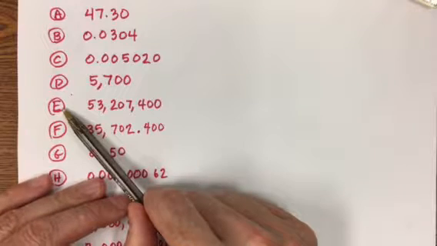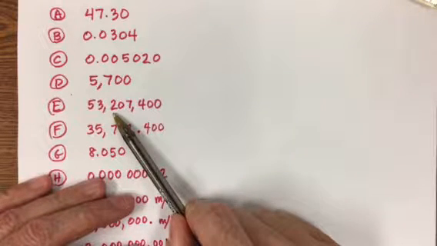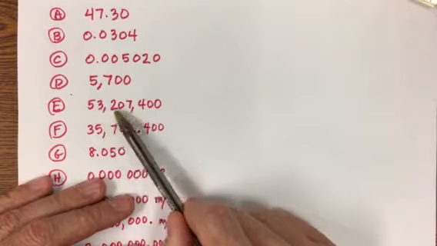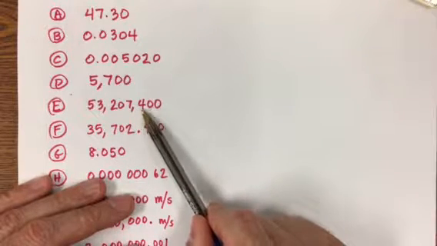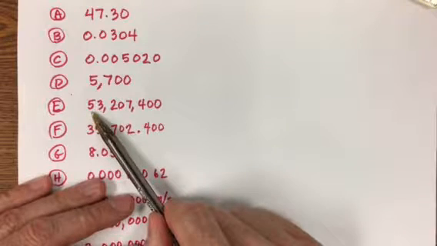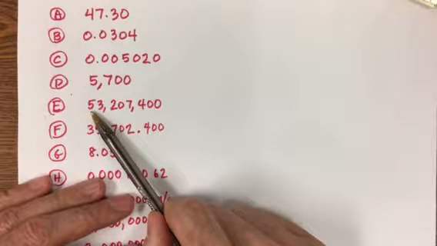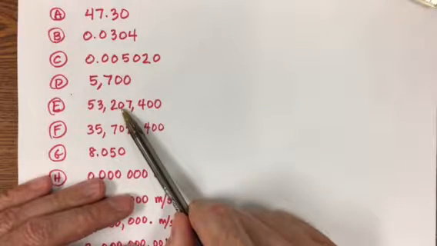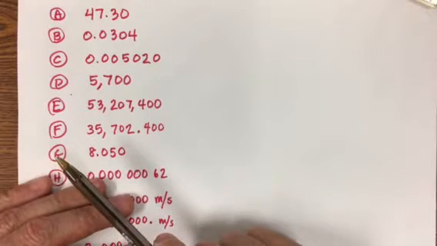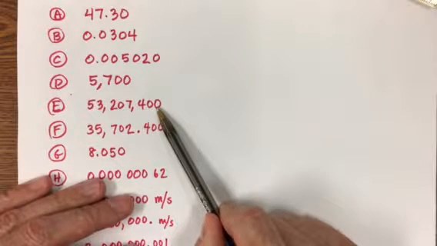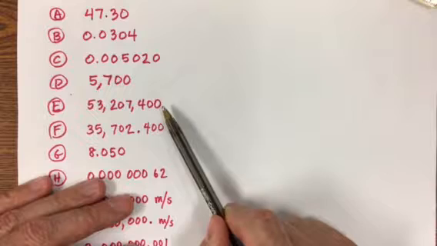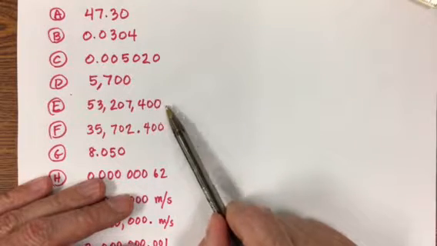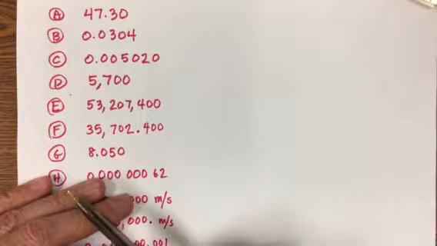Part E. This number has 7 significant figures. 1, 2, 3, 4, 5, 6, 7. I'm sorry, this has 6 significant figures. And the reason is because all the 1 through 9s are significant. The 0 in between 1 through 9 numbers is significant. The zeros at the right-hand end are only significant if a decimal is shown. There's no decimal shown, so these 2 are not significant.